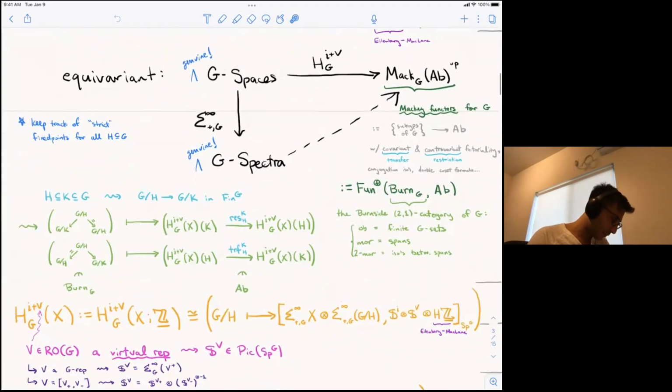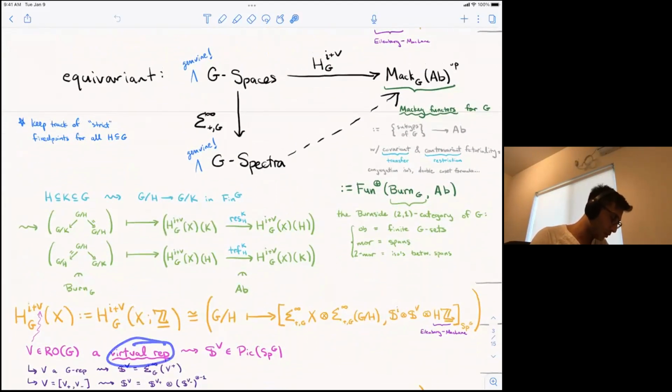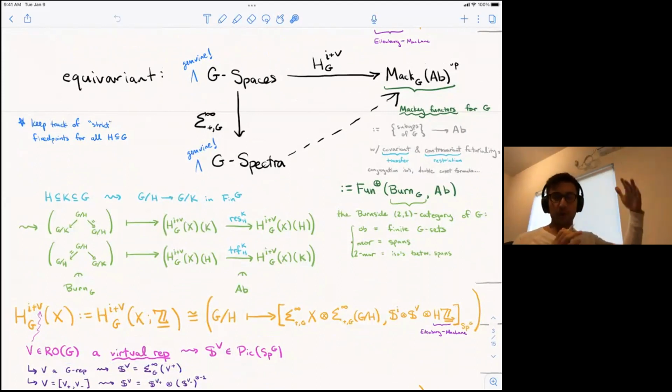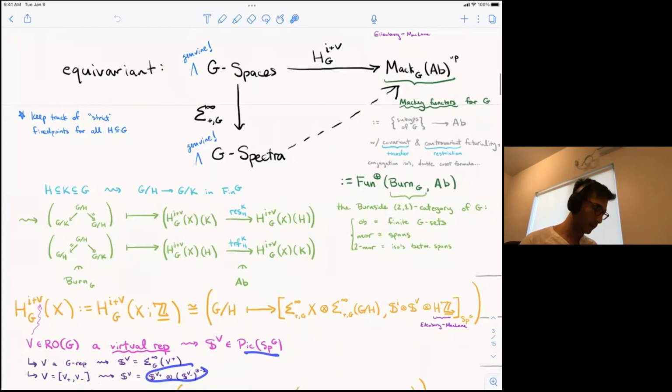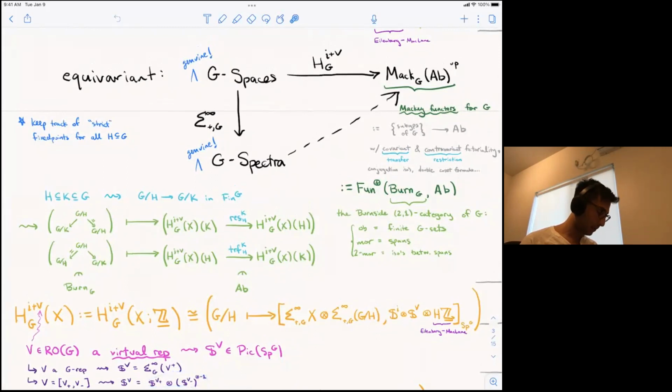So V here is a virtual representation of G. So RO(G) is the ring of virtual representations. And these give tensor invertible G spectra. So if V is an actual representation, then you take its one point compactification and you take its suspension spectrum. And so that's some sort of genuine sphere spectrum, but it has a G action. And more generally, if it's a formal difference, then you take the formal difference in this group of invertible elements, or the actual difference.